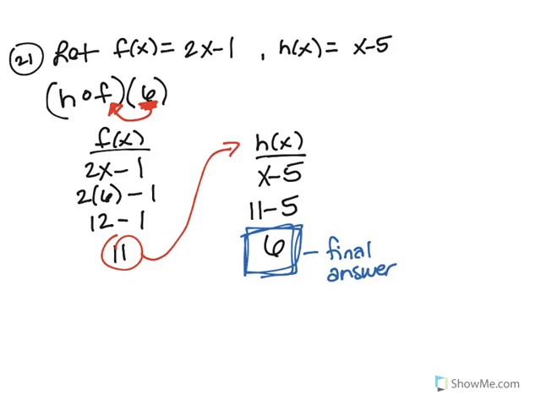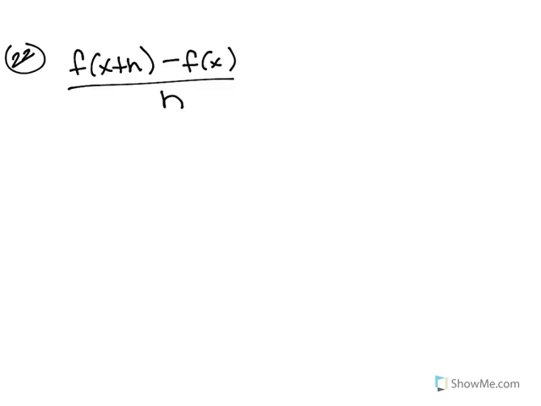Okay? That's the composition function. All right, 22. It wants you to compute and simplify the difference quotient of f of x plus h minus f of x all over h, and your f of x function is 6x minus 5.